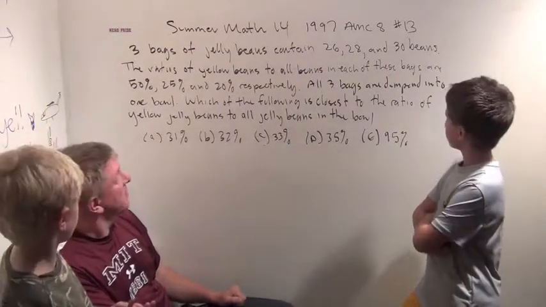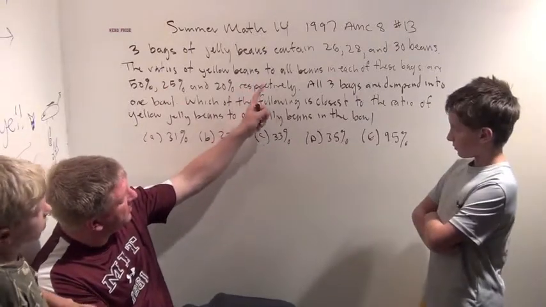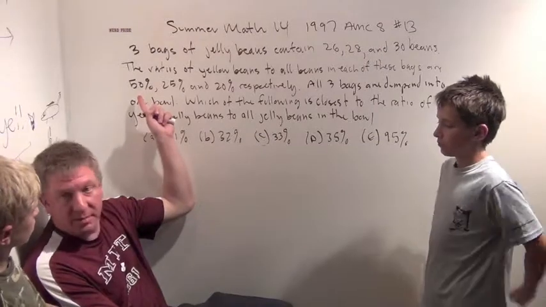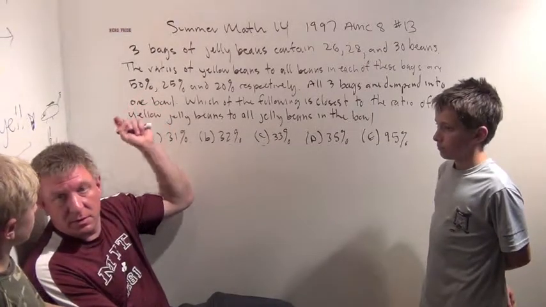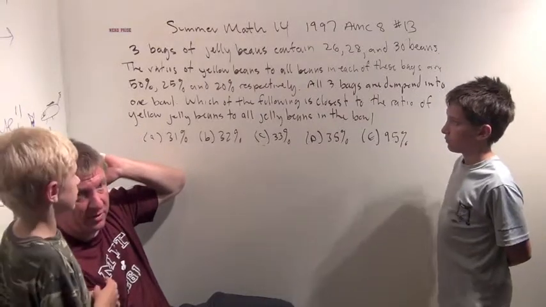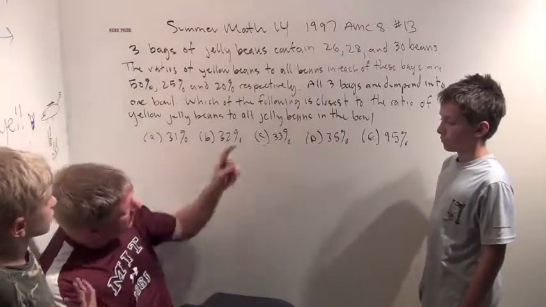Well, 26. And it says 50%. The ratio of yellow beans to all beans in that bag is 50%. So how many yellow beans are in that bag? Well, it's half of it. Half of it? Which is 13. Very good. High five.